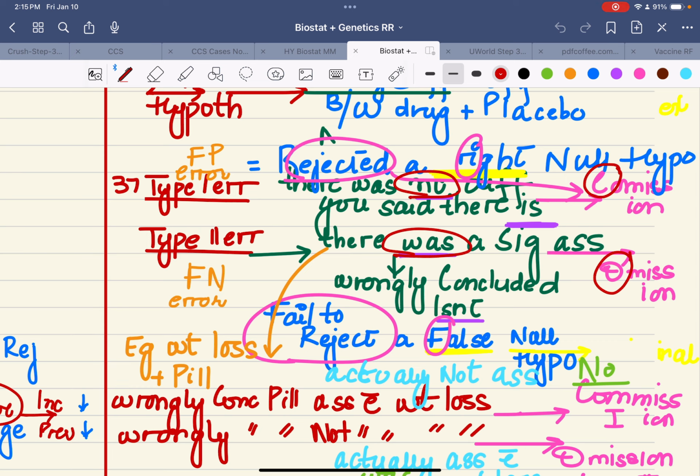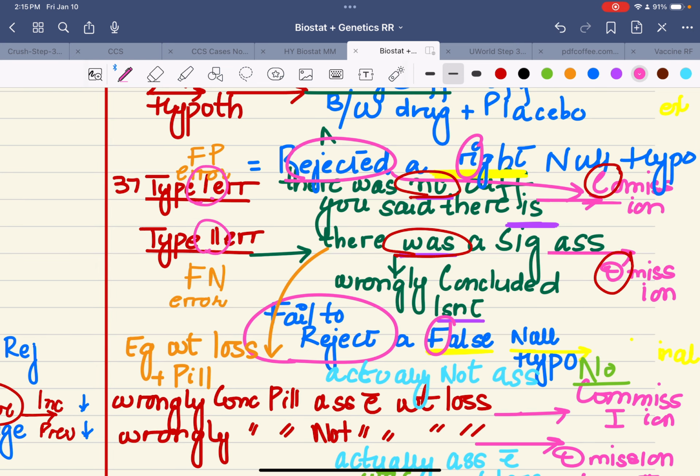So always remember, I remember it with the help of a mnemonic: the type 1 error, 1 comes before 2, therefore C comes before O. So I always remember that type 1 error is an error with C, commission, and type 2 error is an error with O, that is omission, right? So what do I mean by commission and what do I mean by omission?